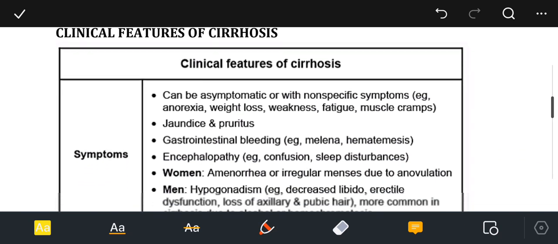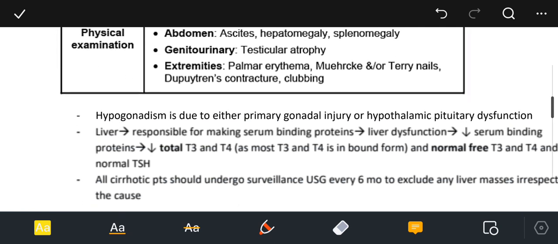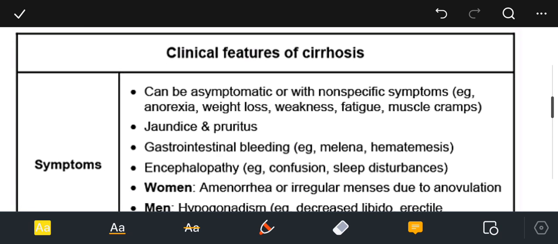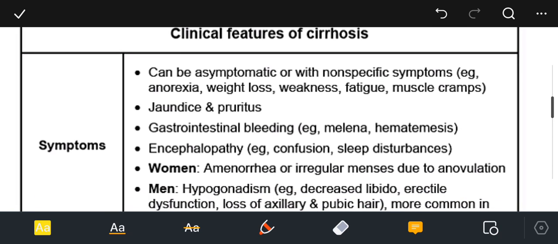The clinical features of cirrhosis. We have done that, right? No. Okay, so those were the etiologies. Now we are going to talk about the clinical features of cirrhosis. So symptoms, they can be asymptomatic or with non-specific symptoms.